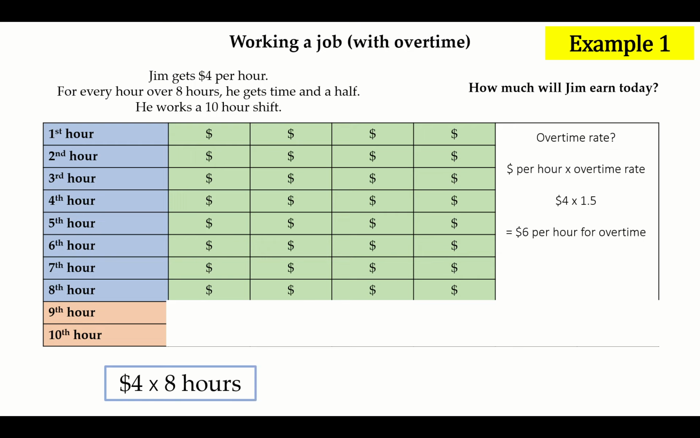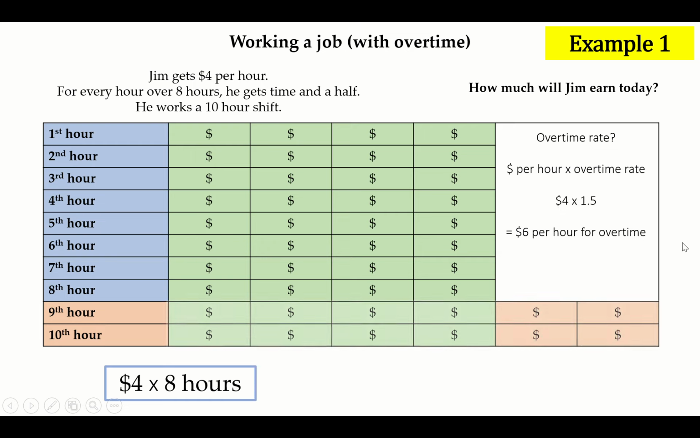It says in this information up here, he gets time and a half. Basically what that is saying is he gets the normal hourly rate plus half of the hourly rate. So 4 times 1.5, or 4 plus half of 4, which is 4 plus 2, is 6. $6 per hour for overtime. And if you look back at our table, that's what we've done.